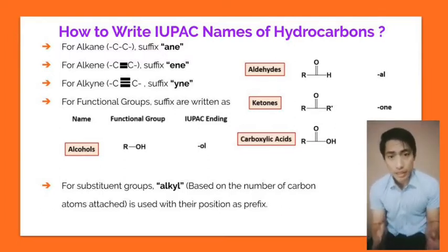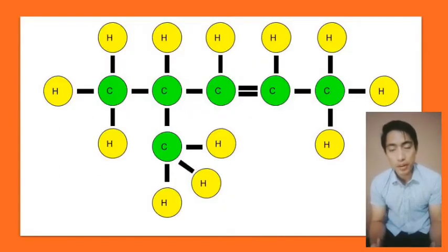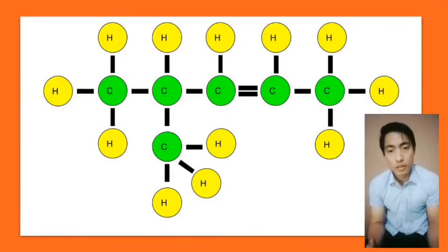For any side chain, it can be any alkyl name. For example, if CH3 is present as a side chain, then it will be a methyl group. Based on the carbon atoms, it can be methyl, ethyl, propyl, etc. Here I am taking an example of a hydrocarbon having a double bond as well as a subsequent group. So the first rule is to find out the parent chain.